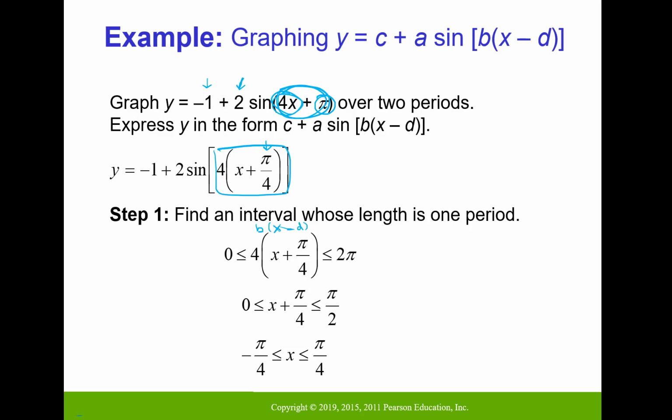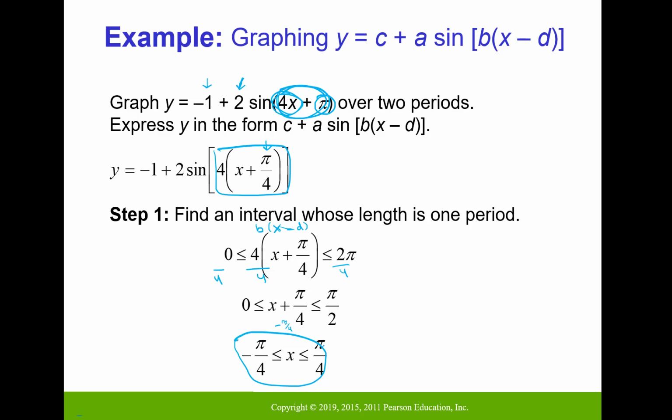And so if you just divide everything by 4 here and here and here, then you end up getting pi plus x plus pi over 4 in the middle, and pi over 2 on the right, and 0 on the left. And then last you would just need to subtract this pi over 4 from all 3 sides of this inequality. So if you subtract pi over 4 from everything, that's how we would end up with this interval.